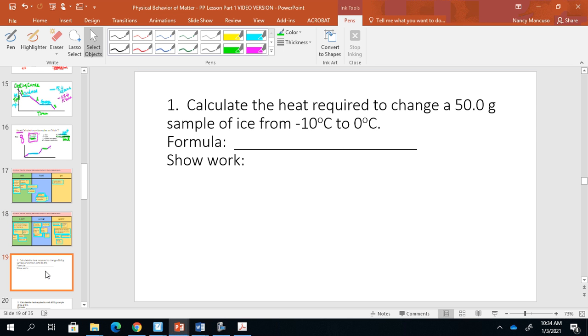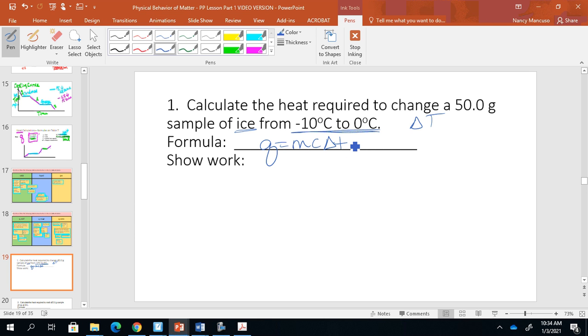Now I'm going to practice some of these heat calculations with you. So calculate the heat required. Make sure you've got a calculator and your reference tables opened up to Table T, and we're going to go ahead and get started on doing these together. Calculate the heat required to change a 50-gram sample of ice from -10 to 0. Okay, I am changing temperature. That means I need Q equals mcΔT.